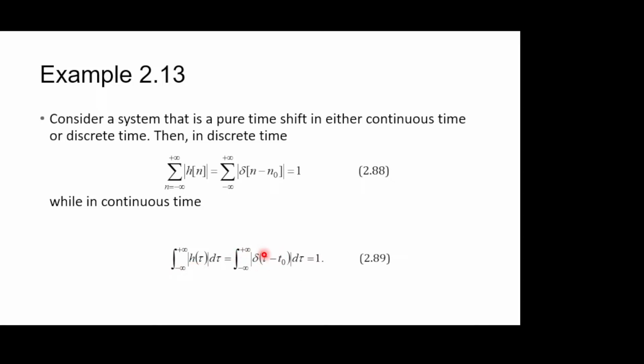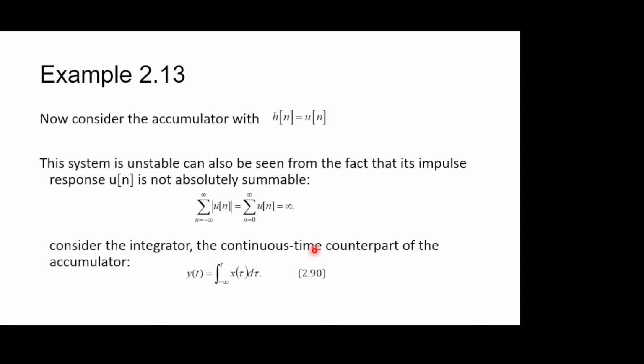H of t will be delta of t minus t naught. That will time shift your system by t naught, and obviously that's stable. Now we check the absolutely integrable condition, and this absolute sign once again doesn't do anything. Then we integrate through a delta function that gives you a value of 1. That's kind of the definition of delta function. Okay, and so those are stable.